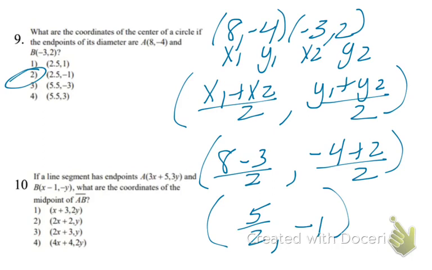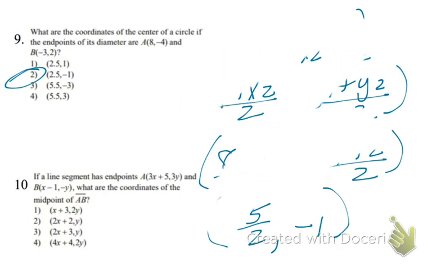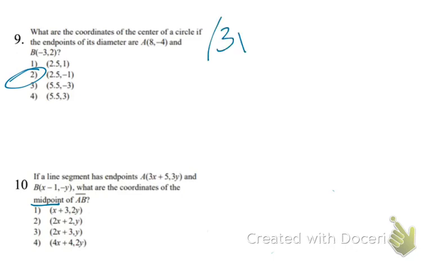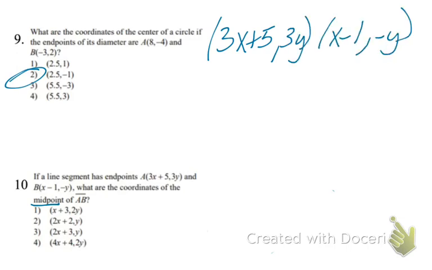Okay, I'm going to erase so I can do number 10. This doesn't want to erase. There we go. Okay, and so for number 10, again, it's a midpoint question, so I'm going to write my points. I'm going to label them. I'm going to write the midpoint formula.